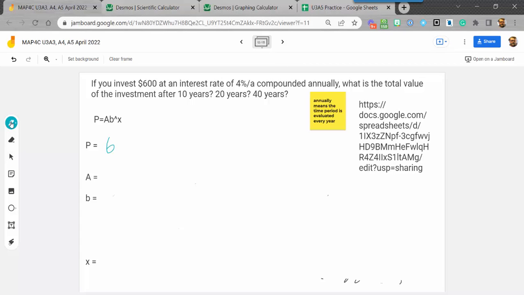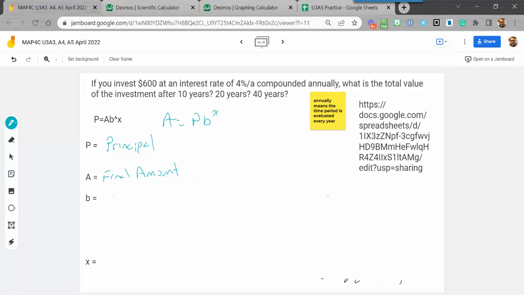The principal is 600. That's what we're starting with. So I'm going to reverse this one. I'm going to say A equals PB to the X instead, where A is the final amount, and P is what we call the principal. That's what we're going to use, rather than the final population or the initial amount. P is going to be the principal, which is how much we originally put in.